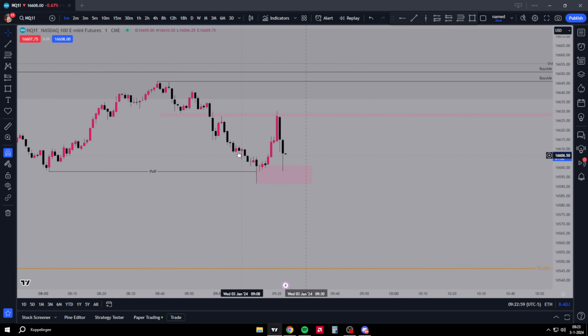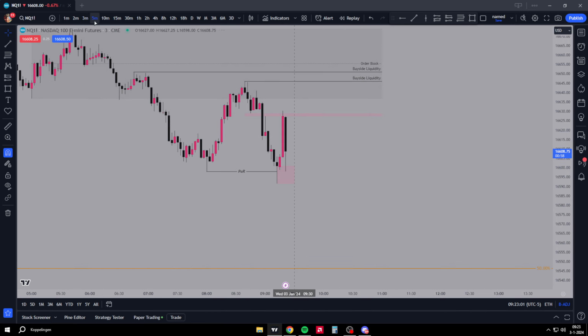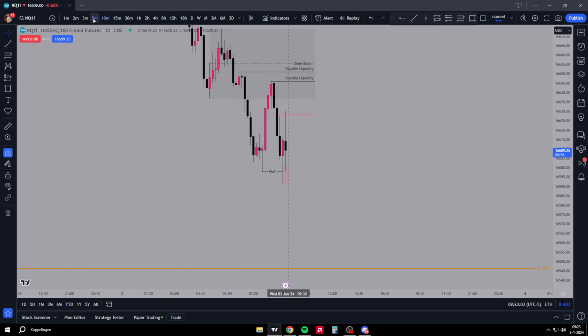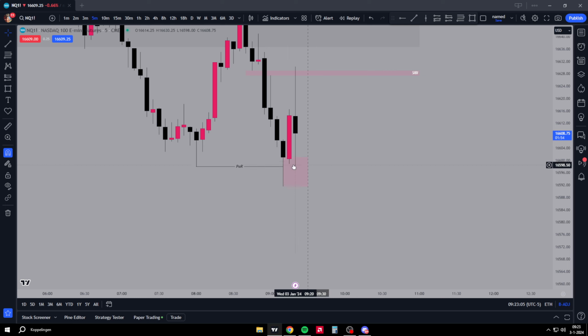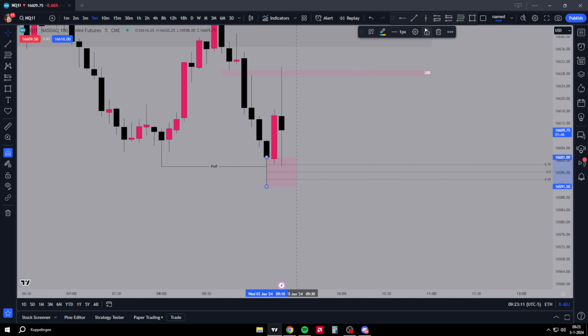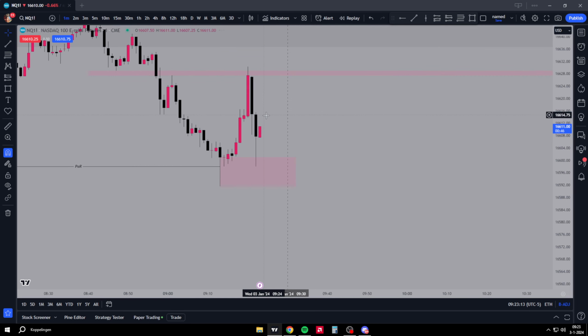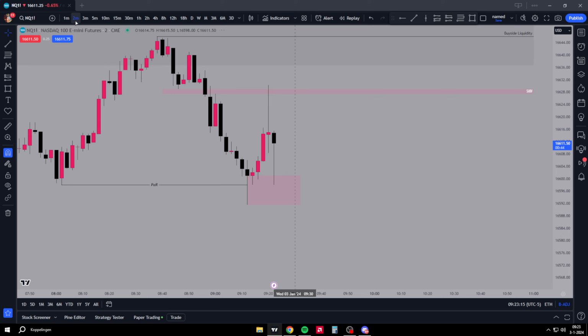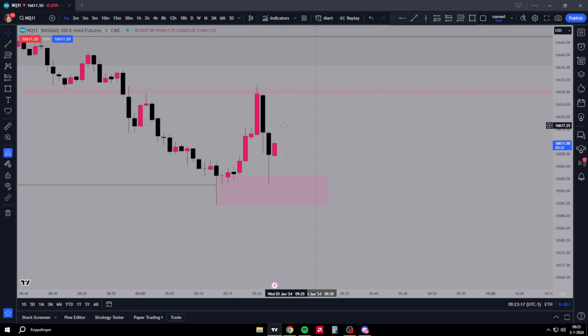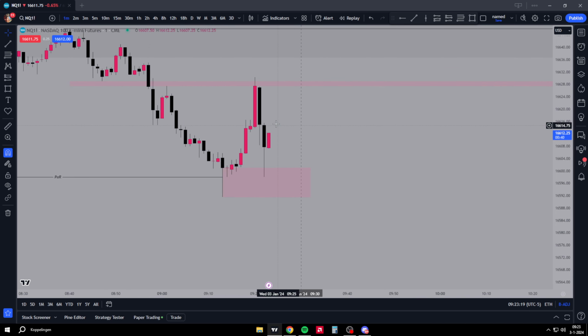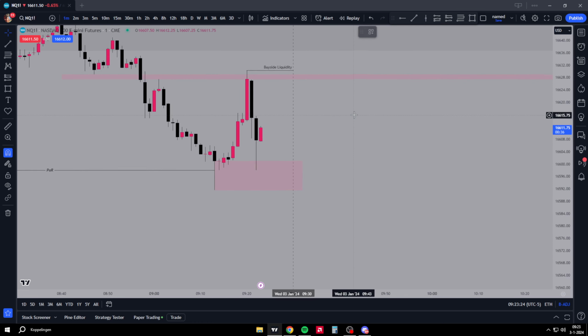So yeah, we tap into the rejection block. See if there's a cleaner rejection block. I would say the 5 minutes, which is actually the same. And we step into the first quadrant, and this probably would be a really nice trade as well. Let's see. Yeah, I would anticipate us to go to buy side now.